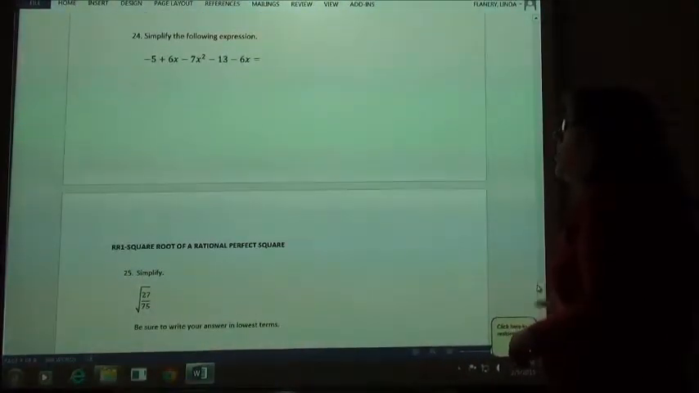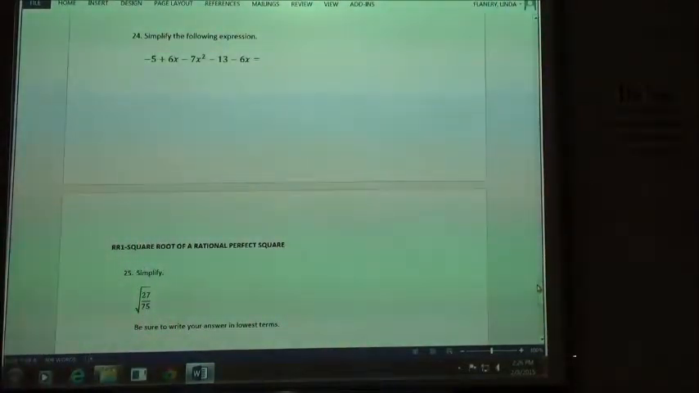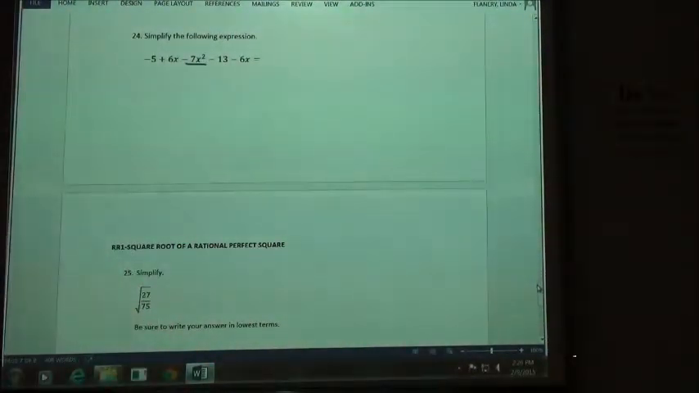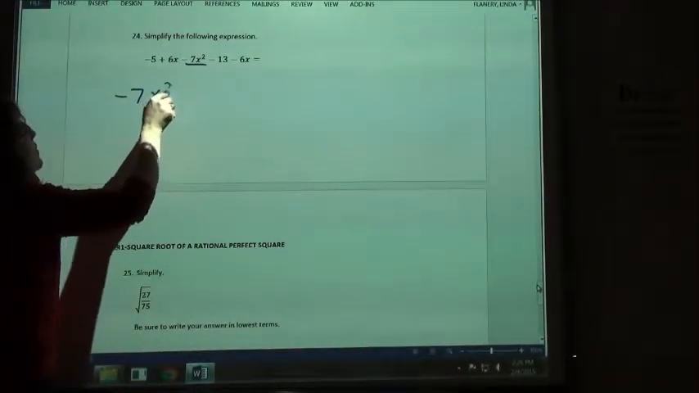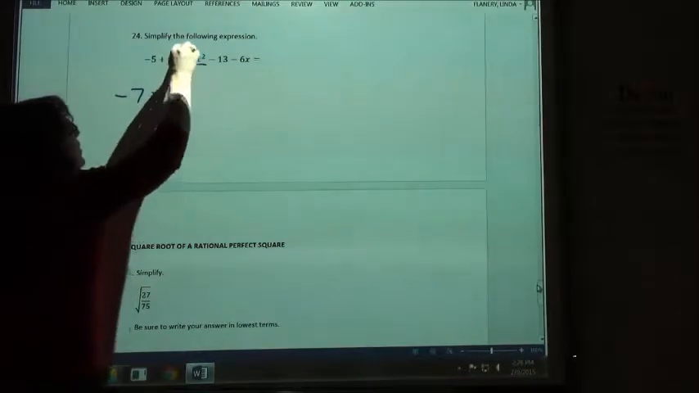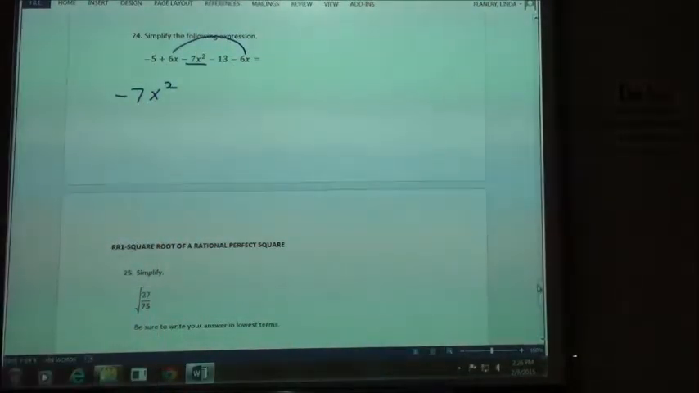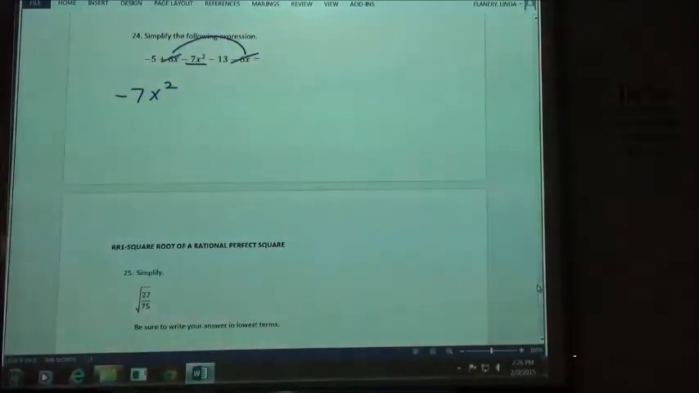And number 24, looking at this one, combining my like terms, I just have this one, negative 7x squared. There's nothing to put with it, so it's going to stay negative 7x squared. Then I've got these two with x's. I've got a 6x minus a 6x. Well, 6 minus 6 is 0, so those are going to cancel each other out, and I'm not going to have any x's.